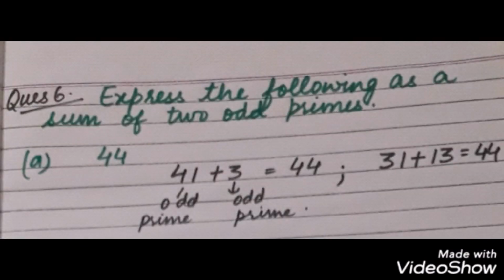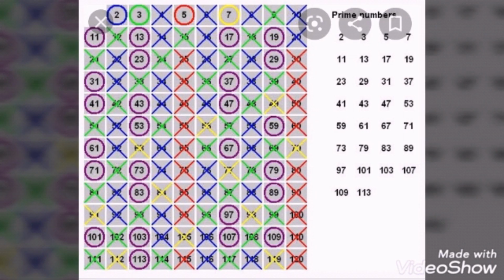Express the following as a sum of two odd primes. A part is 44. Now 44 can be written as 41 plus 3, where 41 and 3 both are odd primes. The other way around, it can be written as 31 plus 13, and here 31 and 13 both are odd prime numbers. You can choose the combination of numbers using the sieve method we have done, and here is a sheet where you can see all the prime numbers written like 2, 3, 5, 7 and so on up to 100.